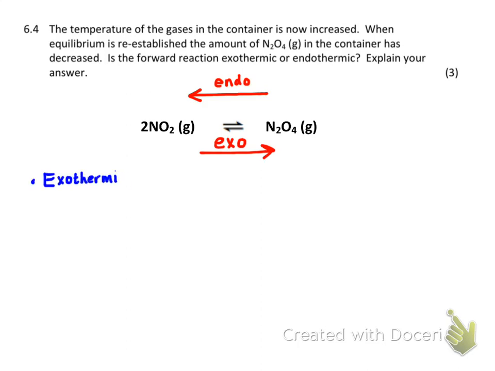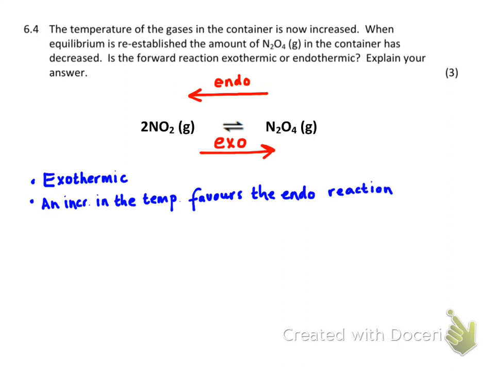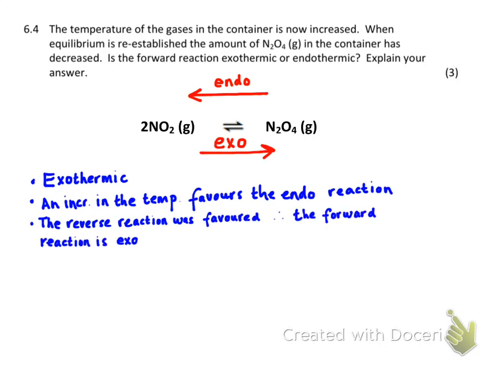So let's answer. Forward reaction is exothermic, and our reasoning is that an increase in the temperature always favors the endothermic reaction, and in this case the reverse reaction was favored because we decreased the amount of N2O4, and therefore the forward reaction must have been exothermic.